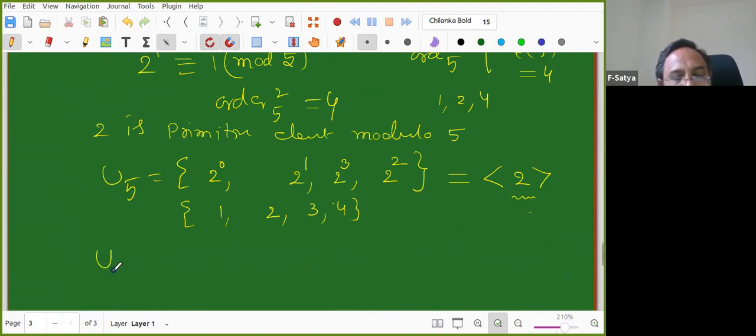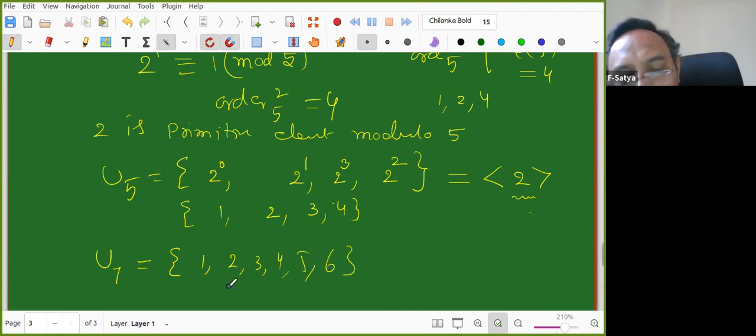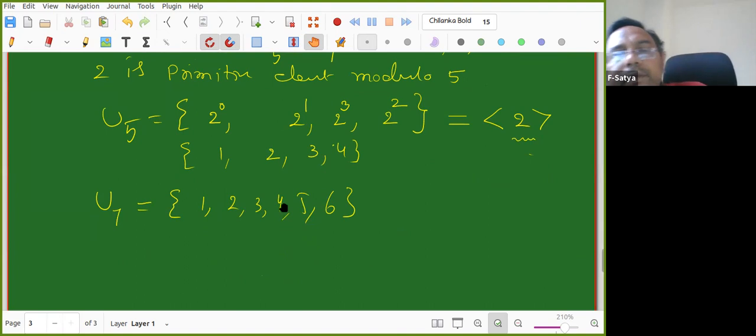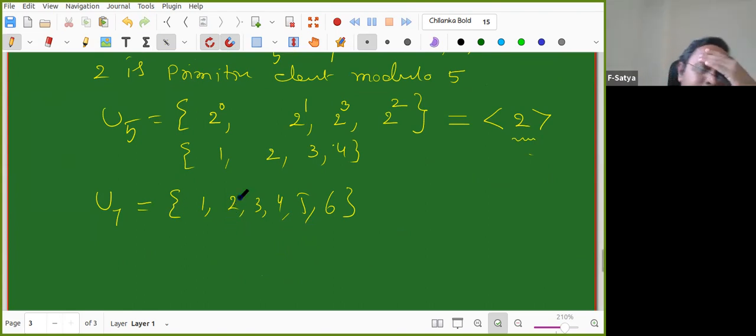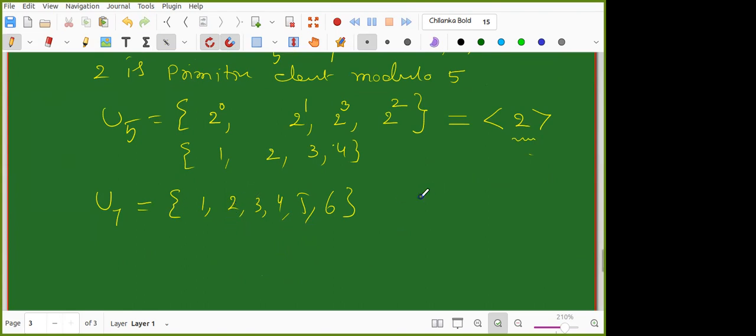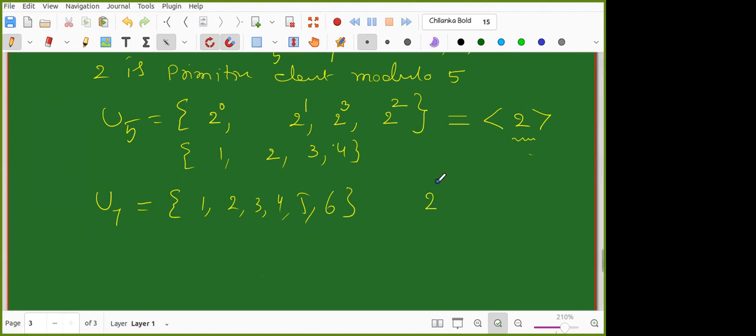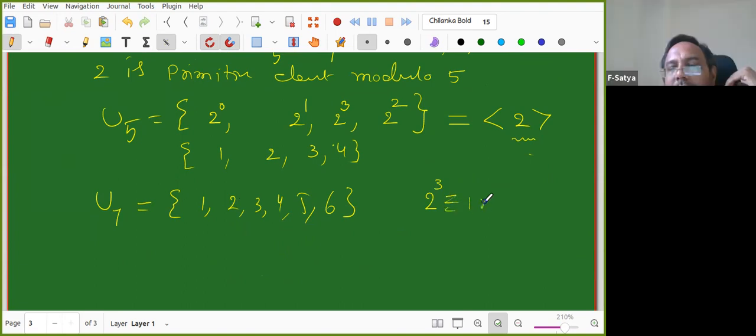Let us work out one more example. What about U7? A little faster way: 1, 2, 3, 4, 5, 6. Can somebody tell me what is the generator, or primitive root, modulo 7? Sir, again 2? Will 2 work? No, it is not. 2 cube is 1.